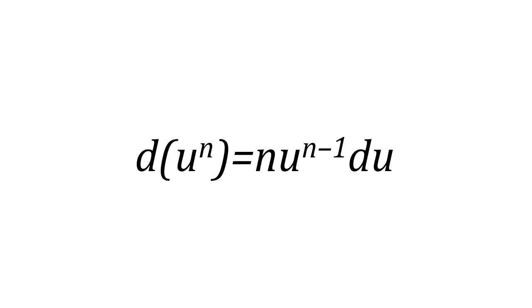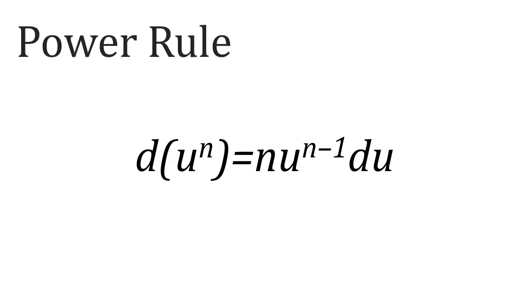How about this one? What is this basic differentiation rule? The derivative of u to the n is equal to n times u to the n minus 1 du. Correct. This is called the power rule.